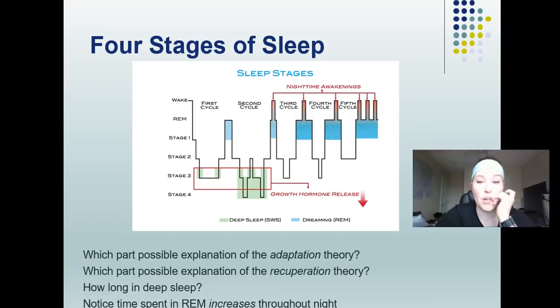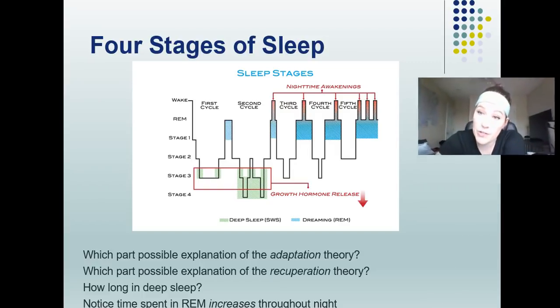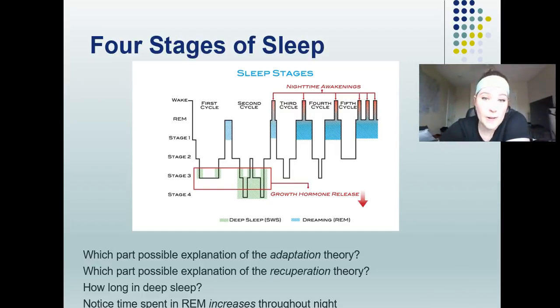What about this person? Here we're answering a few important questions. Again, pause the video and then just answer these questions yourself. It really does help when you do that because it's much more beneficial for your memory. You create stronger synapses whenever you do it yourself versus me telling you. So which part of this graph explains the adaptation theory? So why we sleep at night?